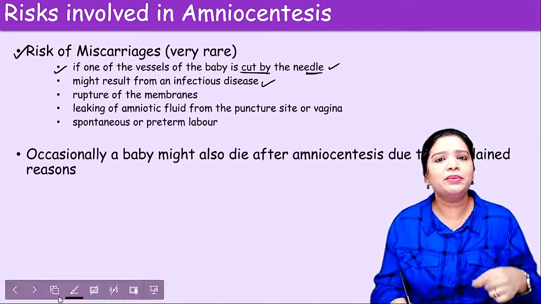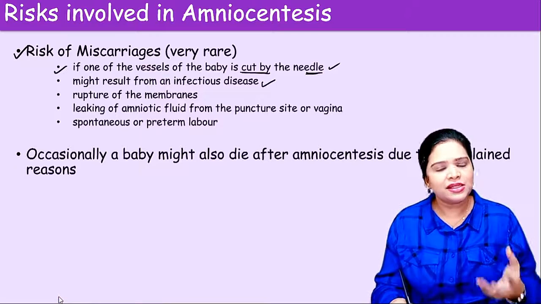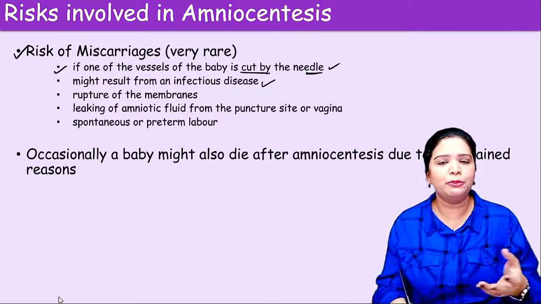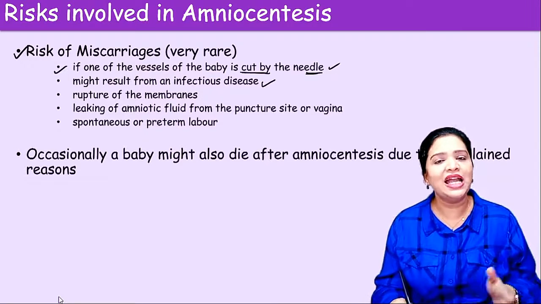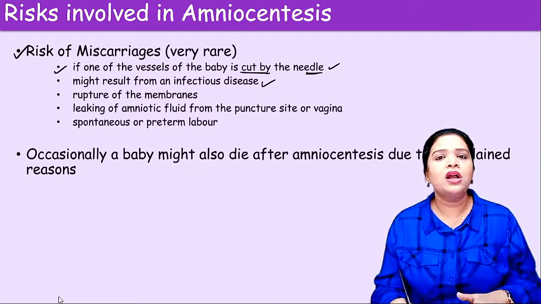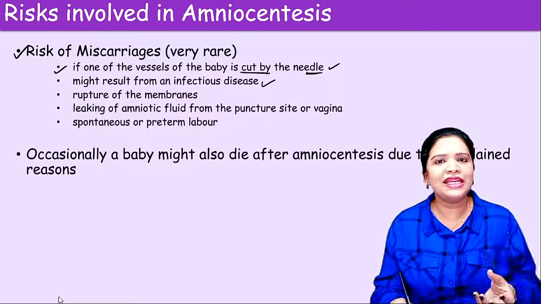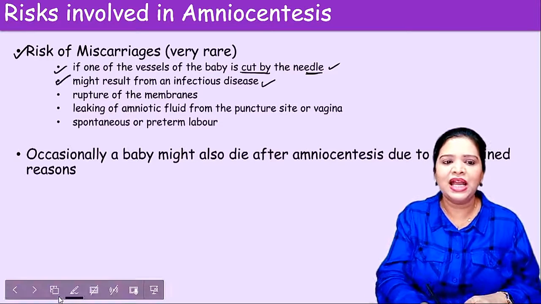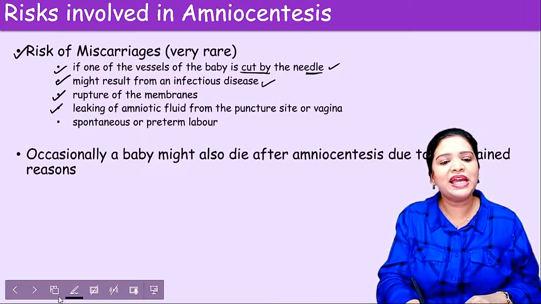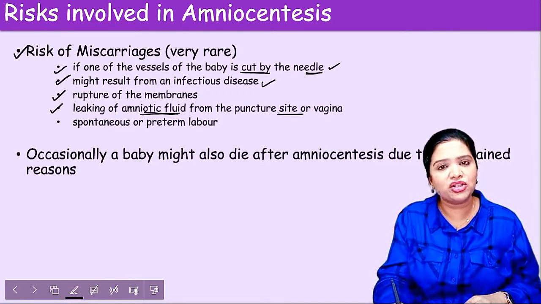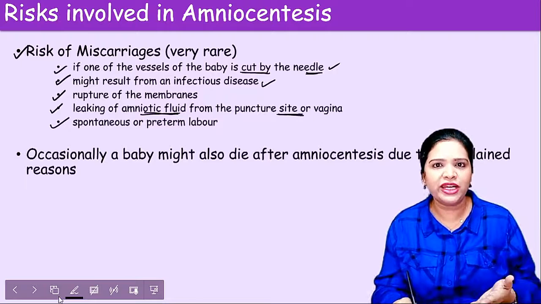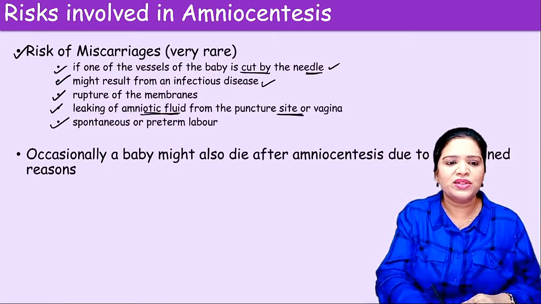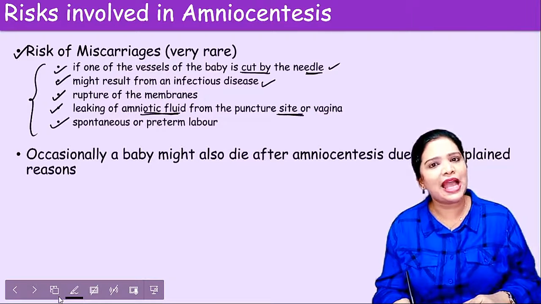The second one is that it may result in an infectious disease. As I said previously, if the outer surface of the skin, the abdomen region of the mother, is not cleaned properly, there is a chance of contamination. Or if the needle is not clean or not sterilized, it may contaminate the fetus. And the third is rupture of the membrane, so that there will be a leakage of the amniotic fluid at the puncture site, which may lead to spontaneous abortion or preterm labor. So these are the risk factors associated with amniocentesis.